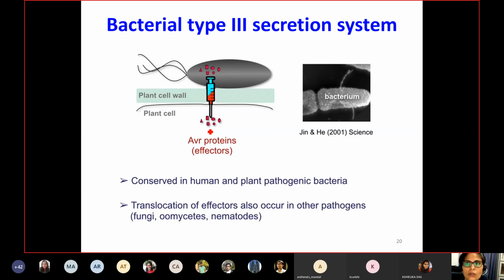And this translocation of effector also occurs in many other pathogens, starting from fungi, oomycetes or nematodes. So basically, the other systems also send their effectors directly inside the cell wall. Now, what is the significance of these AVR proteins or AVR genes? First, I will tell you the partner of AVR and resistance gene.